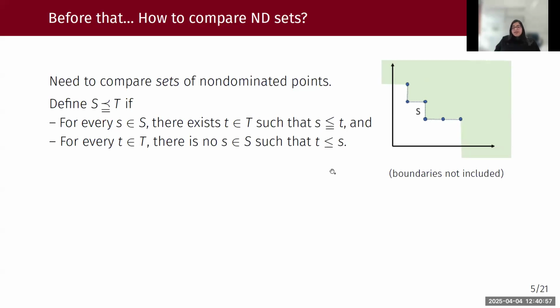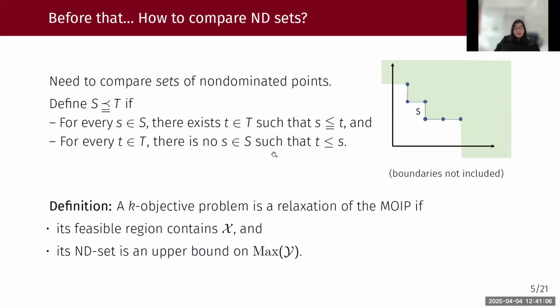Turns out this is a very natural definition that allows us to write the properties of our duals in very direct analogs of all single objective results, as we'll see. But to be specific, a k-objective problem is a relaxation of my original problem if its feasible region contains the feasible region of my original problem, and its ND set is now an upper bound on the ND, the non-dominated set of my original problem.